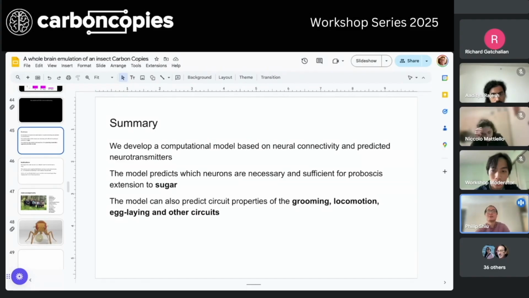I would expect similar things, say, in larval flies or other simple animals. But as you get to mammals, you will find fewer and fewer examples of that type, I would think.